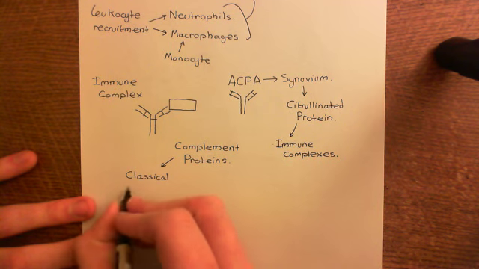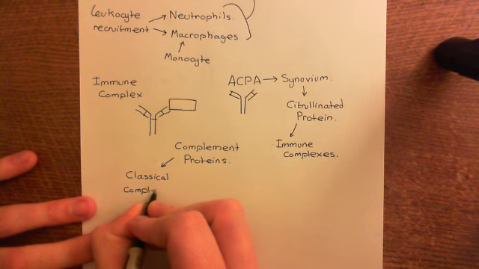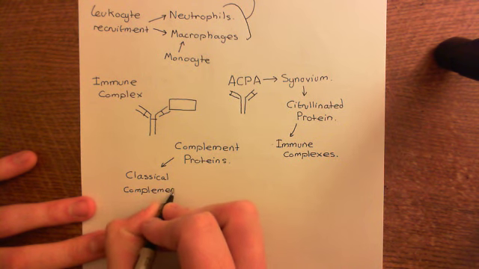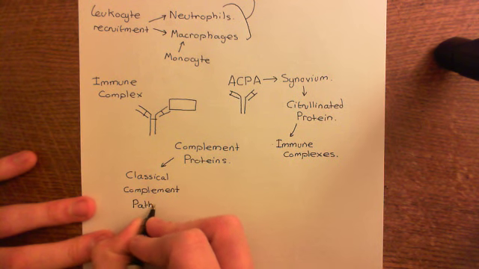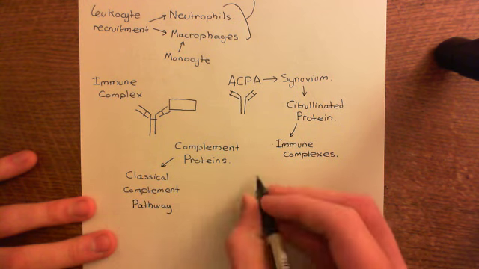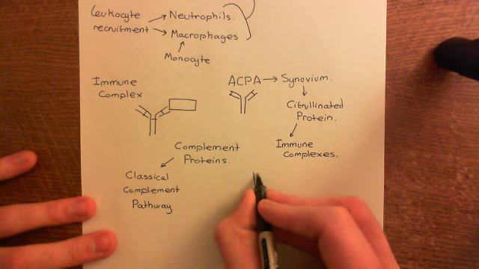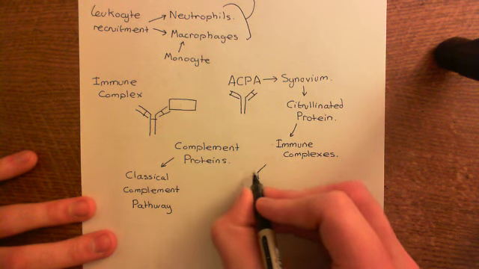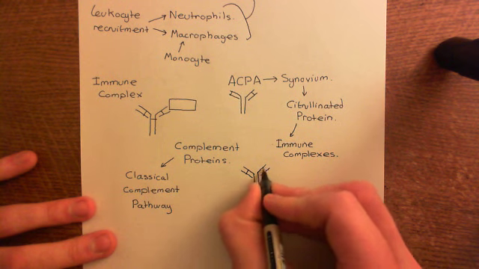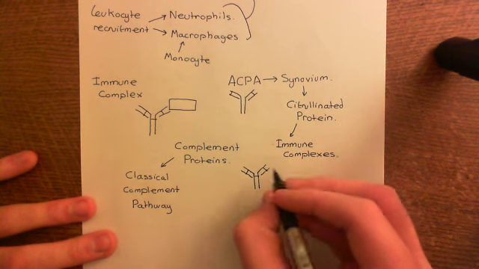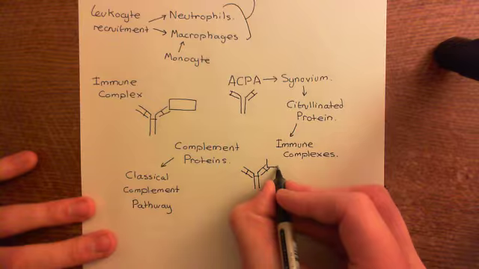Okay, so let me talk to you about the classical complement pathway. The classical complement pathway is going to start with an immune complex. I'll draw another immune complex down here. So here we have some antibody, like so, and basically it needs to be bound to its antigen.